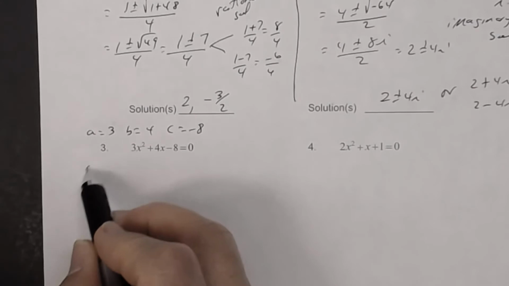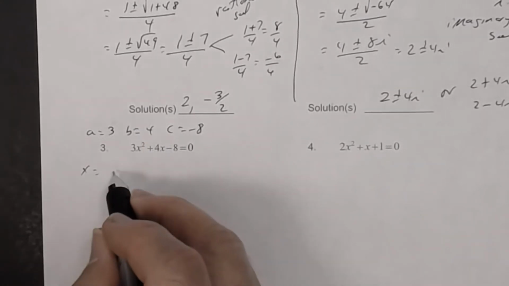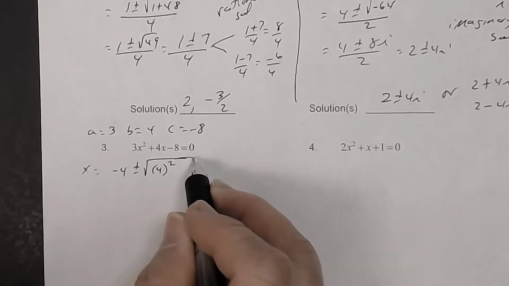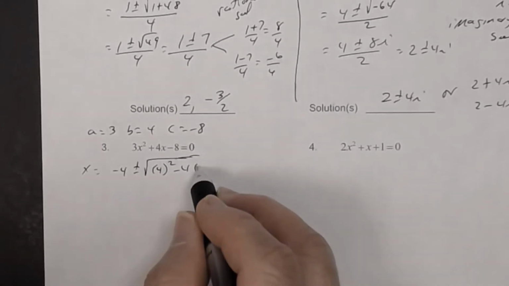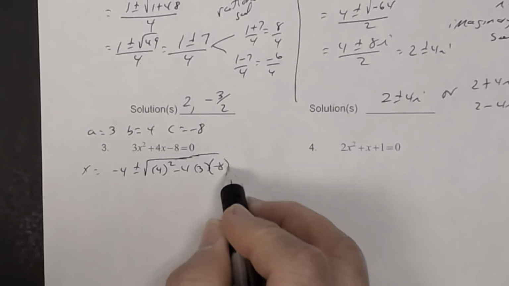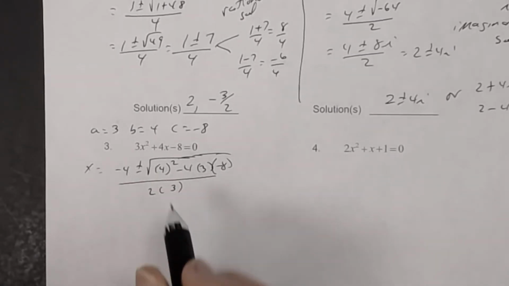So I get x equals the opposite of b. So if b is 4, the opposite of that is negative 4. Plus or minus the square root of b squared, so 4 squared, minus 4 times a, which is 3, times c, which is negative 8, all divided by 2 times a, which is 3.